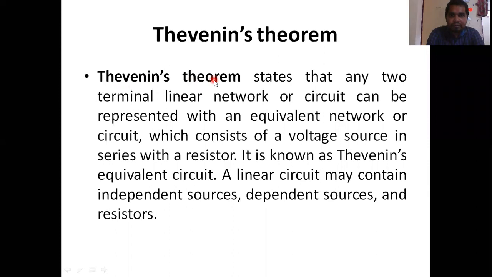So Thevenin theorem states that any two-terminal linear network or circuit can be represented with an equivalent network or circuit which consists of a voltage source in series with a resistance. It is known as the Thevenin equivalent circuit. That means any linear network or circuit can have an equivalent network. In the equivalent network, you will have the voltage source and a series resistance. Resistance in the sense of resistance for the DC circuit and impedance for the AC circuit.